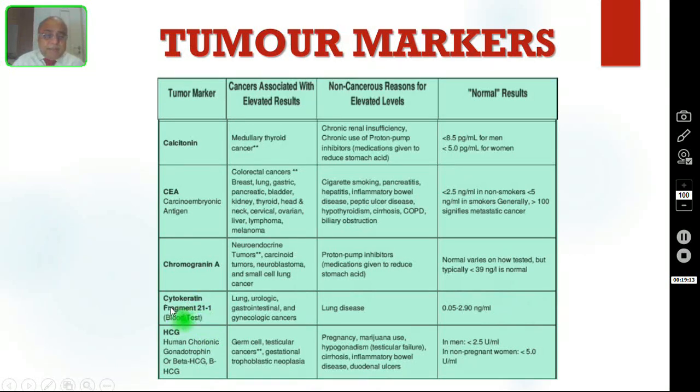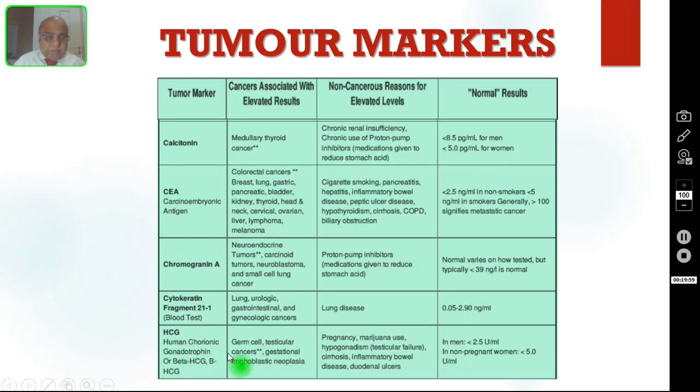The next tumor marker is cytokeratin fragment 21-1. So this is also a blood test. So this is positive in lung and any urological cancer, gastrointestinal and gynecological cancers. So this is also not specific. The non-cancerous conditions are any lung diseases. So the normal value is usually 0.05 to 2.90 nanogram per ml.